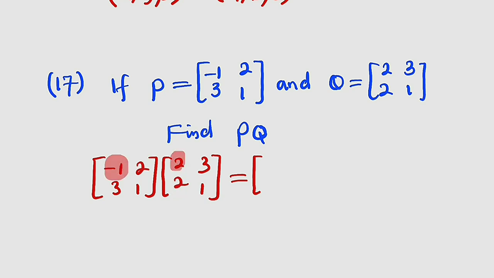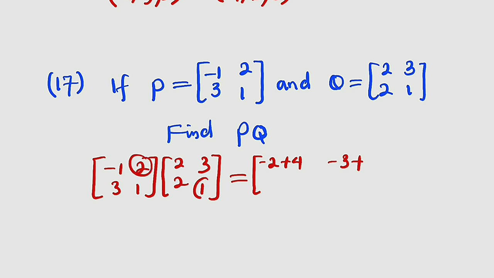That's exactly how to do that. So -1 will multiply 2. That will give us what? -2 exactly. -2. Then 2 will multiply 2. That will give us 4 exactly. So we add 4 here. Then the first row, second column element will be this multiplied by this. So we take -1 and multiply by 3. That will give us -3.